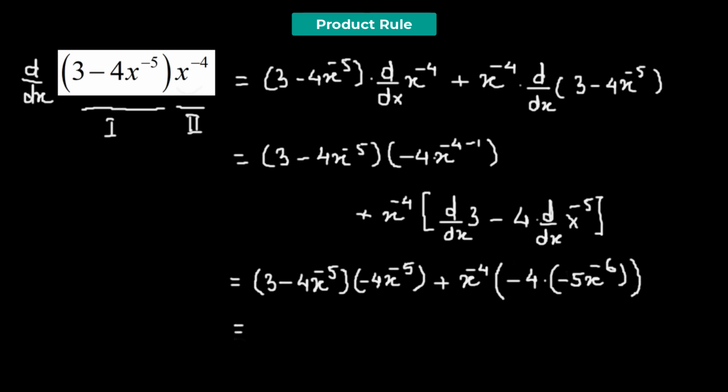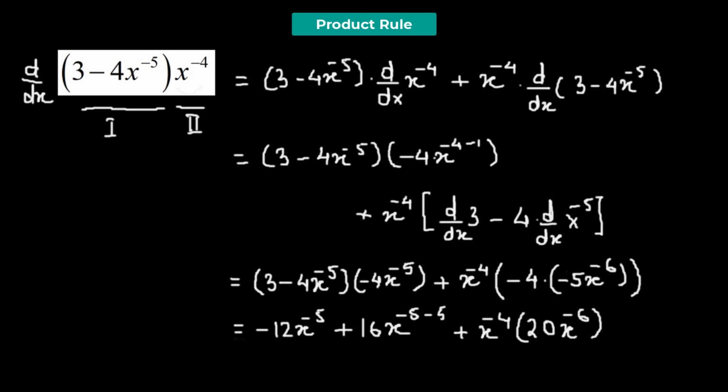So we have 3 times negative 4, which is negative 12, x raised to the power of negative 5, plus negative 4 times negative 4 is positive 16, x raised to the power of negative 5 minus 5, plus x raised to the power of negative 4 times negative 4 times 5 will be 20, x raised to the power of negative 6, which gives us negative 12x raised to the power of negative 5 plus 16x raised to the power of negative 10 plus 20x raised to the power of negative 4 minus 6.